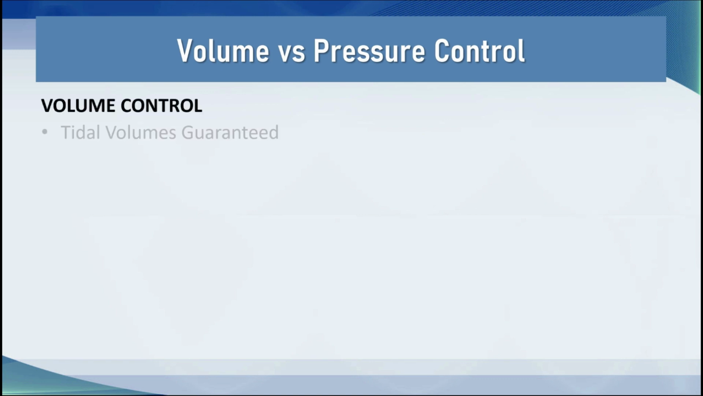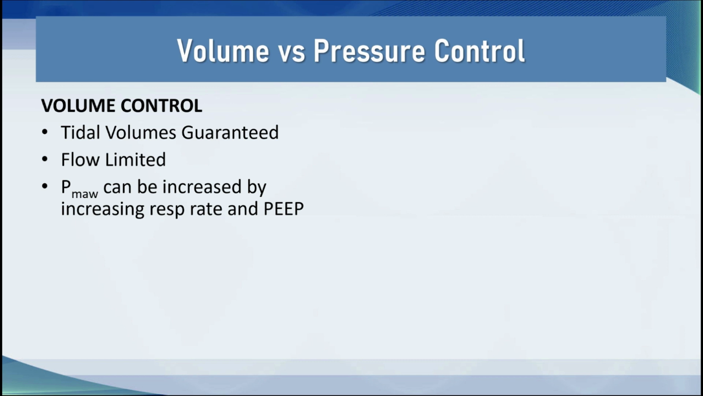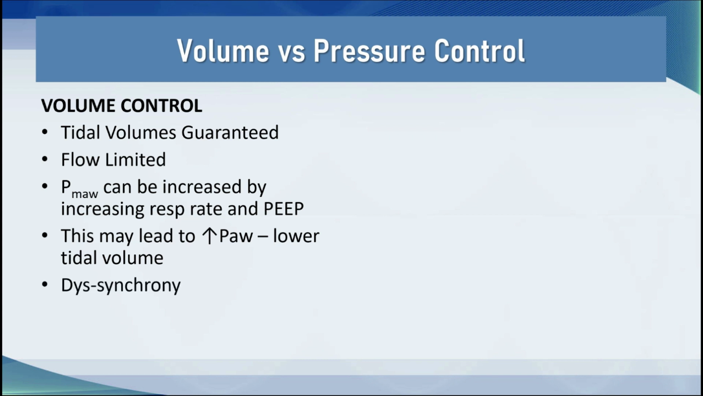And when you look at volume control, volumes are guaranteed, the flow is limited, the mean airway pressure can be increased by increasing the respiratory rate and PEEP. This may increase plateau pressure, and as a consequence of this, you have to lower the tidal volume. There may be dys-synchrony, but that will actually expose gasping. And there's a lot to be said for using volume assist control ventilation in patients with severe hypoxic respiratory failure, because you really have a fair amount of control of what's going on.